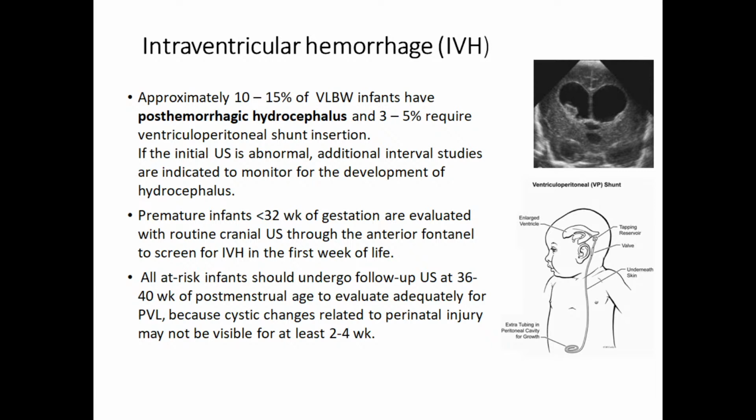Premature infants less than 32 weeks of gestation are evaluated with routine cranial ultrasounds through the anterior fontanel to screen for IVH in the first week of life. All at-risk infants should undergo follow-up ultrasounds at 36-40 weeks of postmenstrual age to evaluate adequately for periventricular echogenicity, because cystic changes related to perinatal injury may not be visible for at least 2 to 4 weeks.